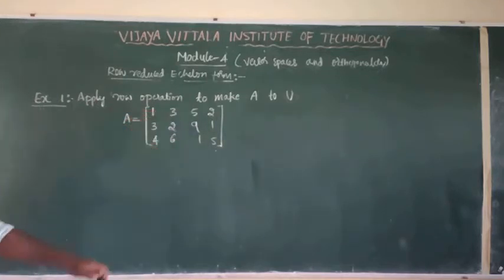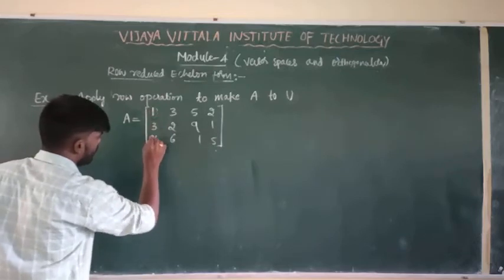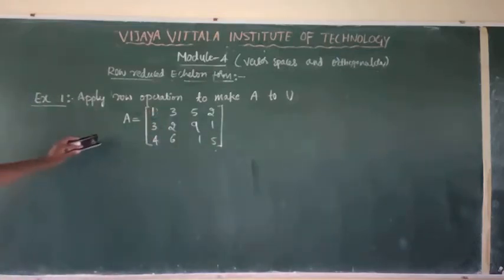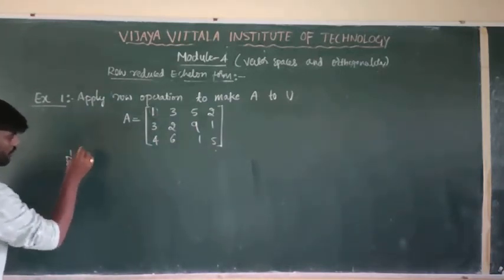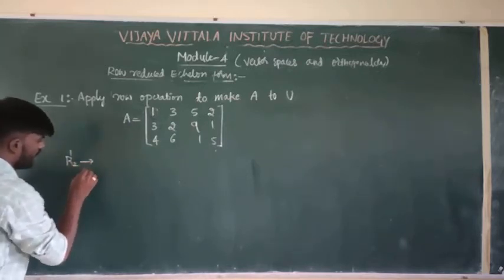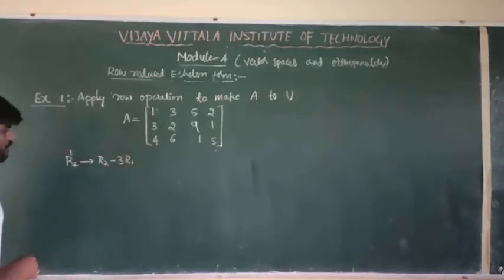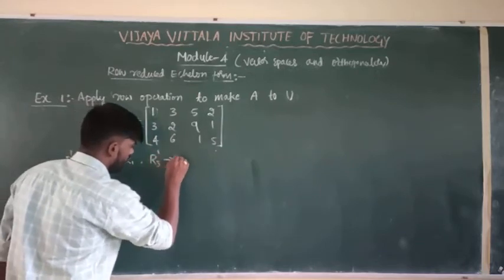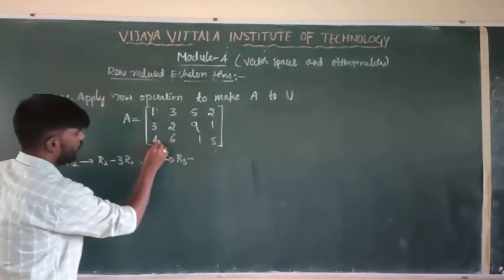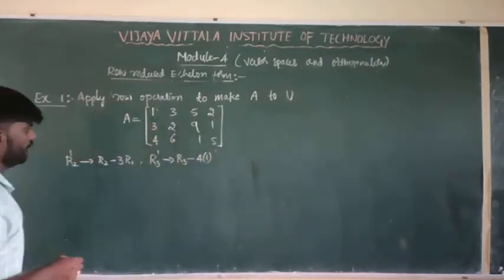Therefore, no change in the first row. Below the non-zero element, we make these elements 0. To make these elements 0, we use the operation R2 dash, which is R2 minus 3 into R1, as well as for R3 dash, R3 minus 4 into R1. Then these elements become 0.